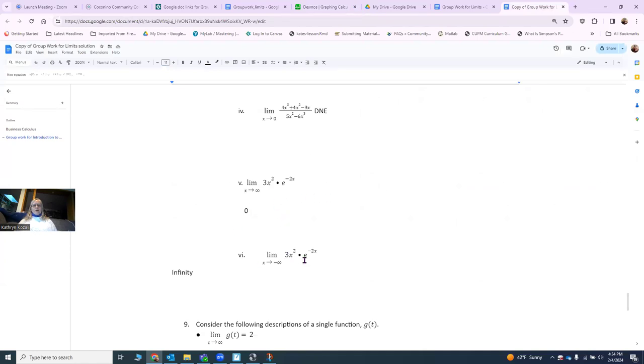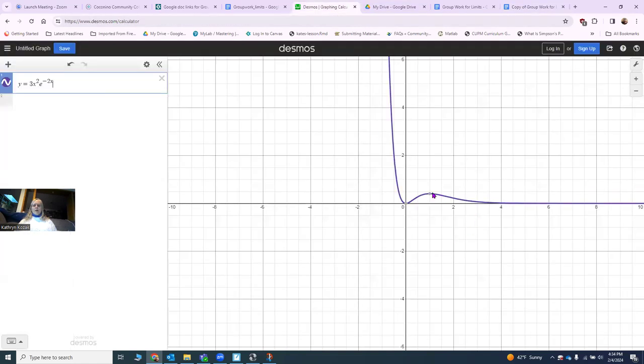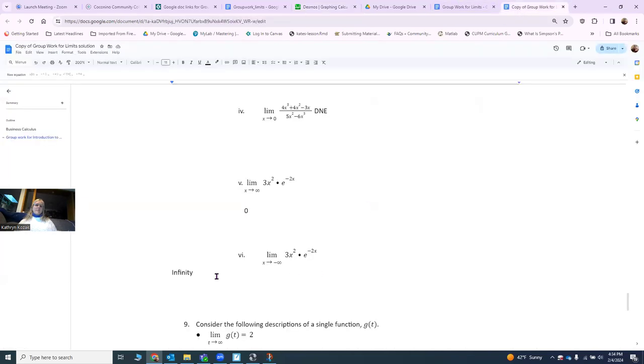And then 3x squared times e to the negative 2x. This time we're going to head to negative infinity. So we're heading towards x being smaller numbers, which means we're heading along this line. And it looks like we're heading to positive infinity.